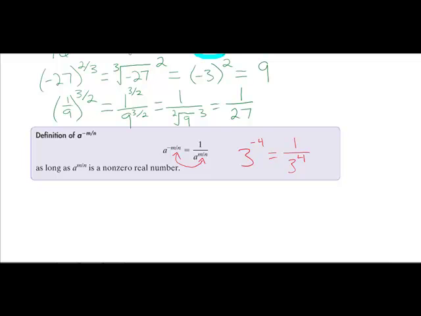So for instance, let's look at this. 16 to the -3/4. What we're saying is this is equal to 1 over 16 to the +3/4.